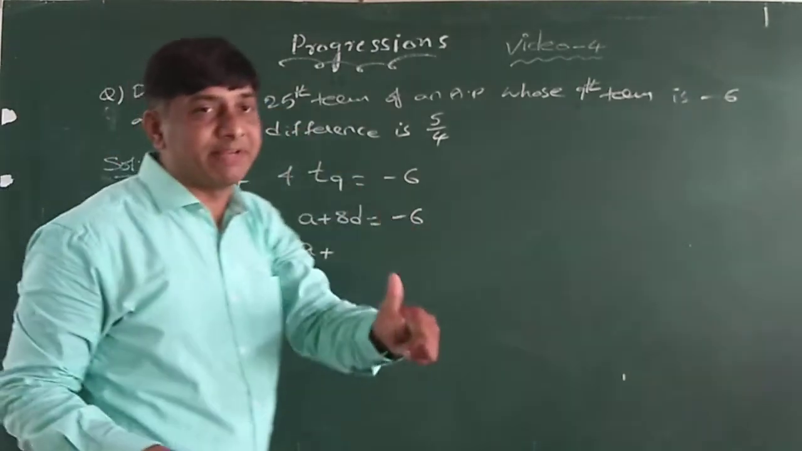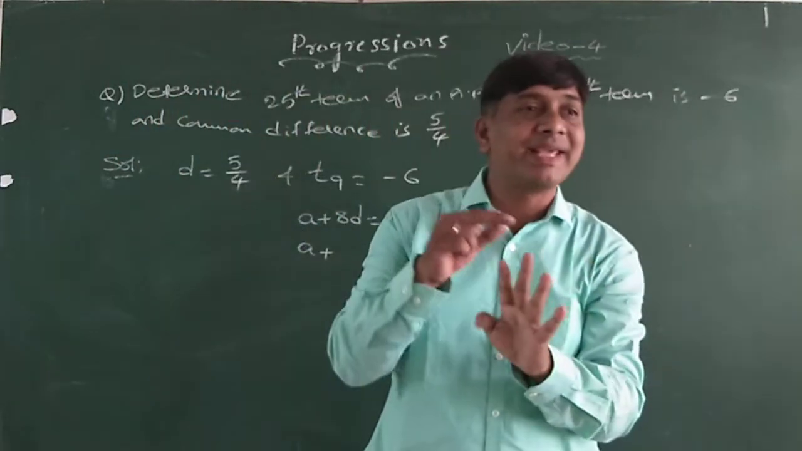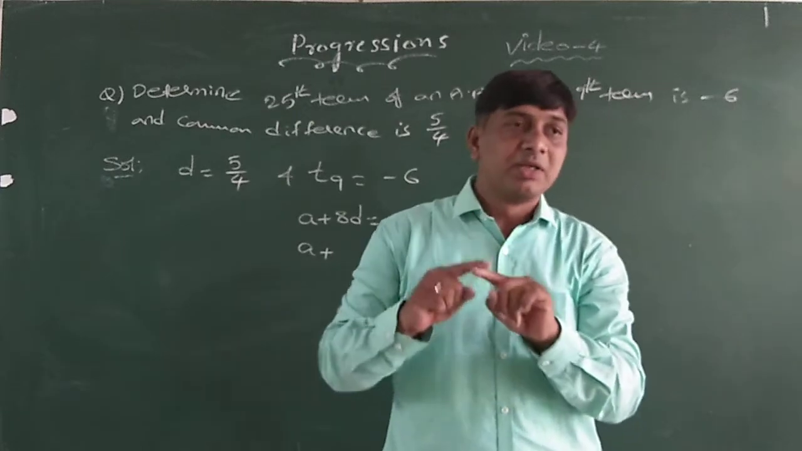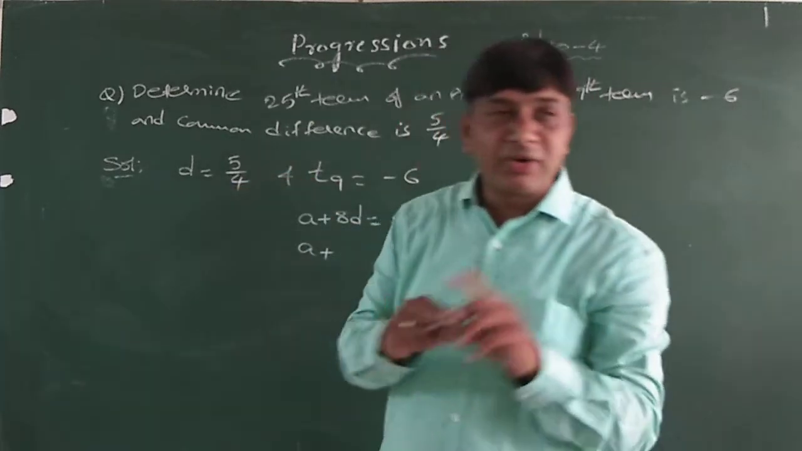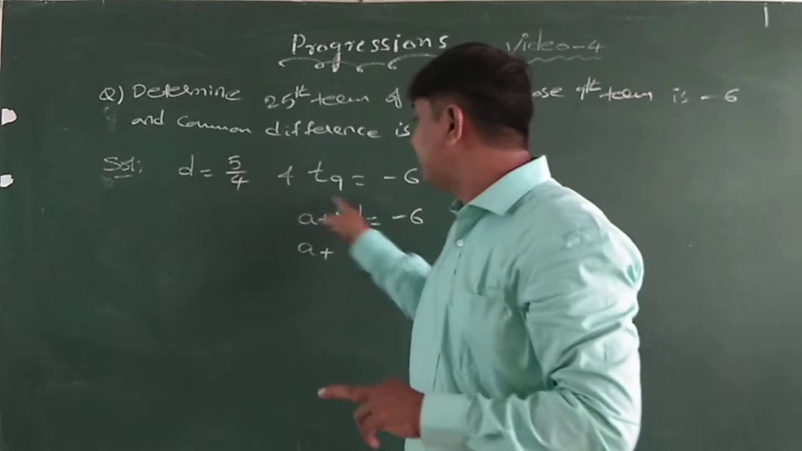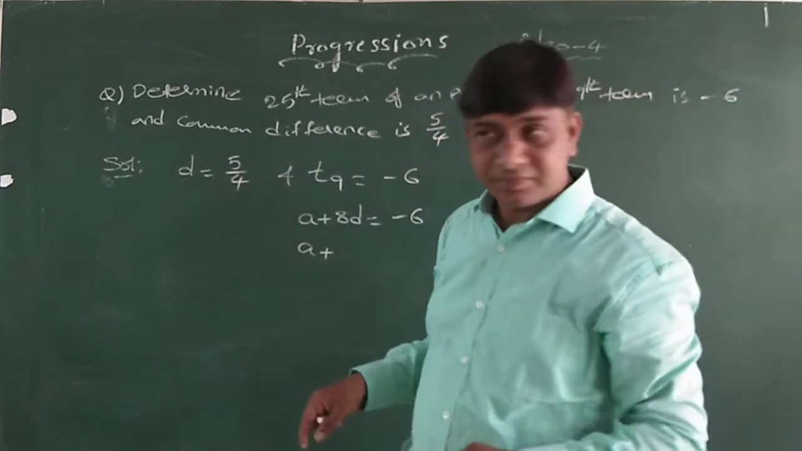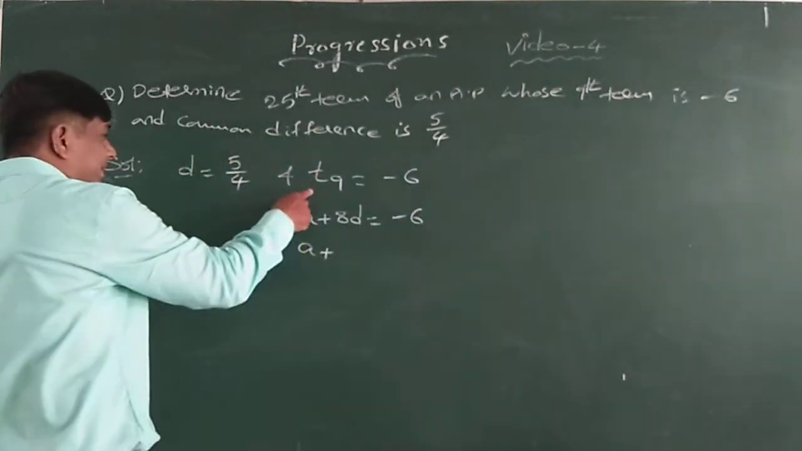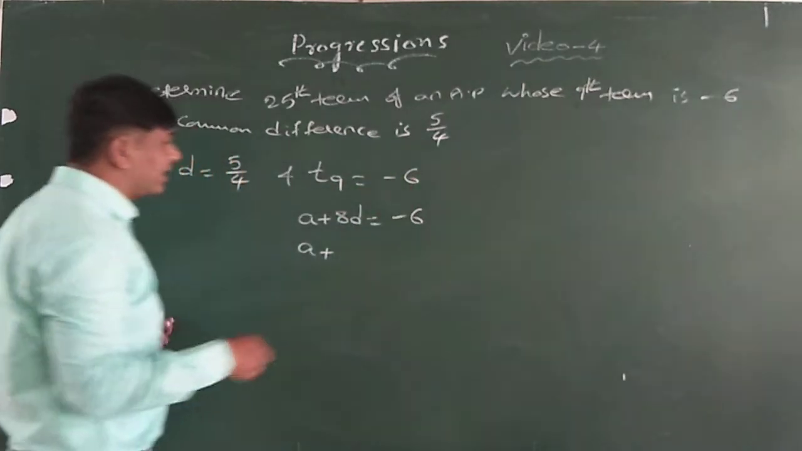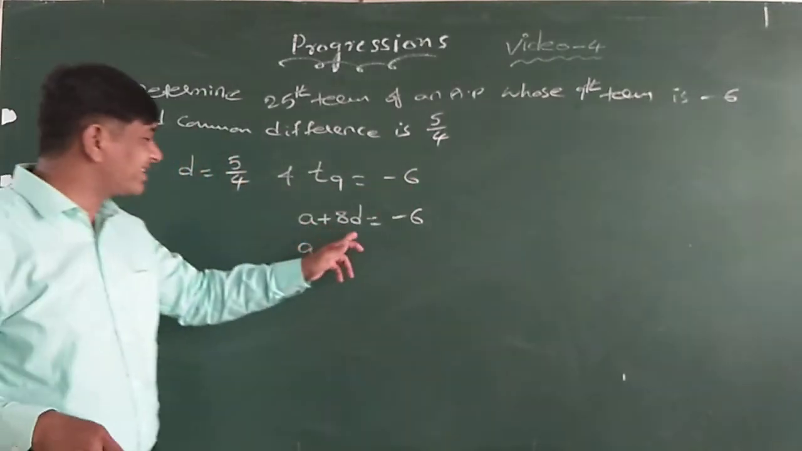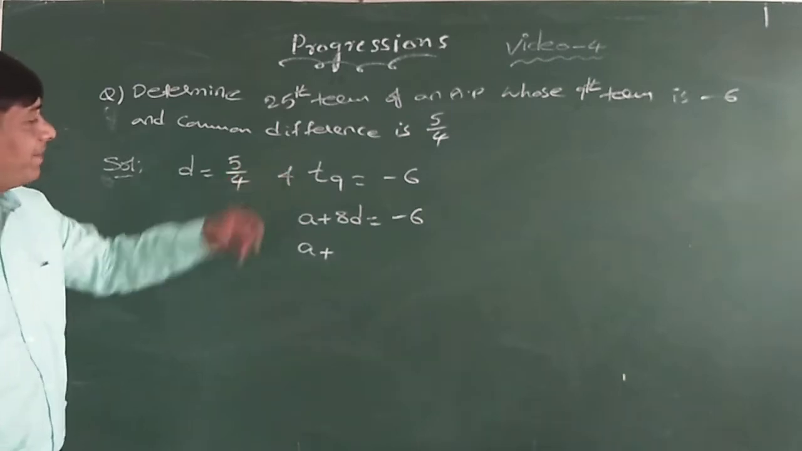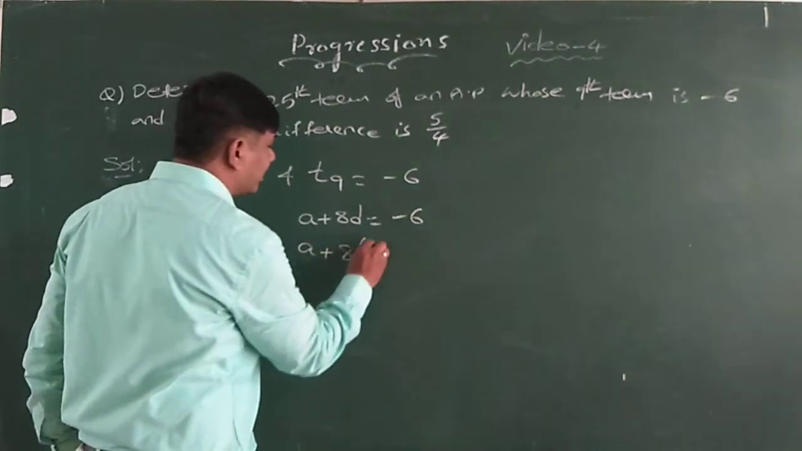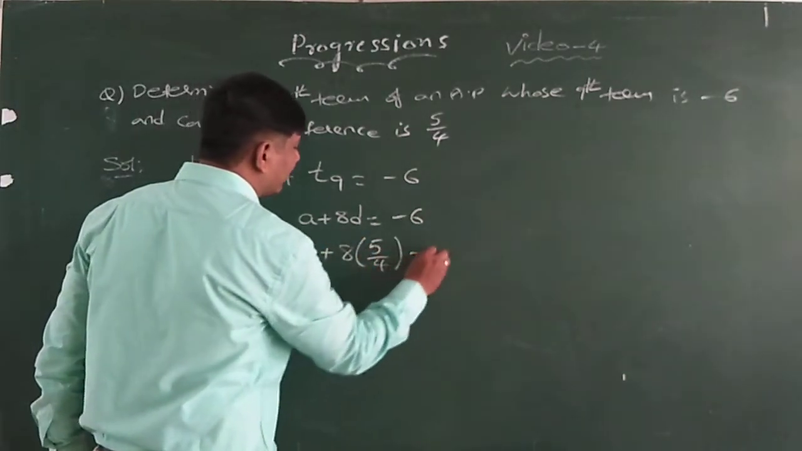To find out the 25th term, T25 is equal to A plus 24D. Okay, D value we have, but we don't have A. From this 9th term, we find out the A value. T9 is equal to -6, so A plus 8D is equal to -6. A plus 8 into the D value 5/4 is equal to -6.